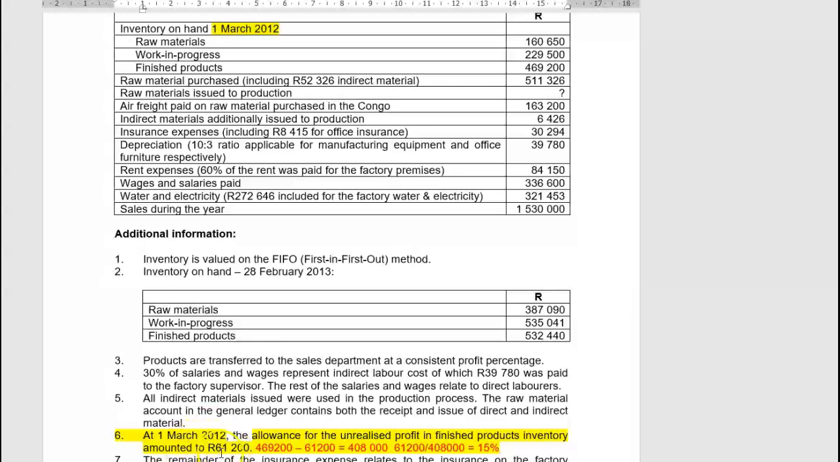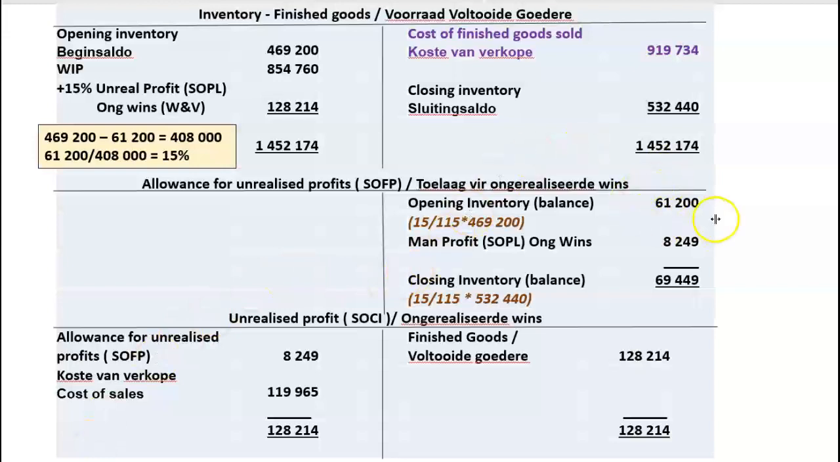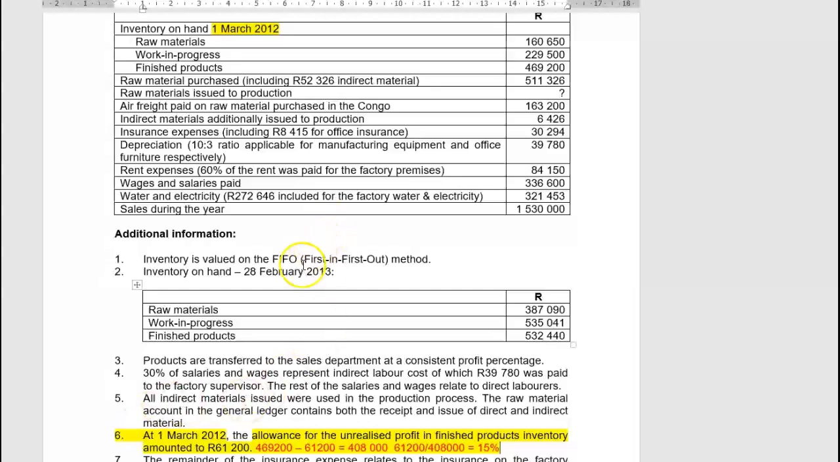So here's also our opening balance for our unrealized profit as at the beginning of the year, 61,200. And we said, if we take the 469,200 less the 61,200, we're back at the actual cost price. And then the profit on the actual cost price equals 15%. So we know that we transfer these costs from the production department to the sales department at a profit of 15%. Good, now let's continue.